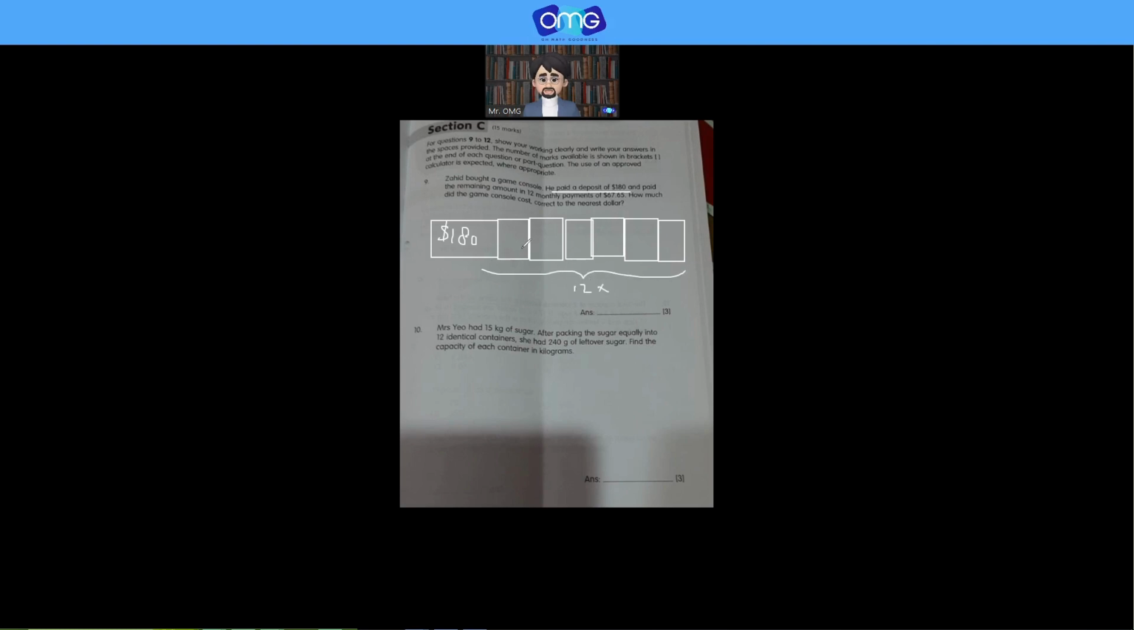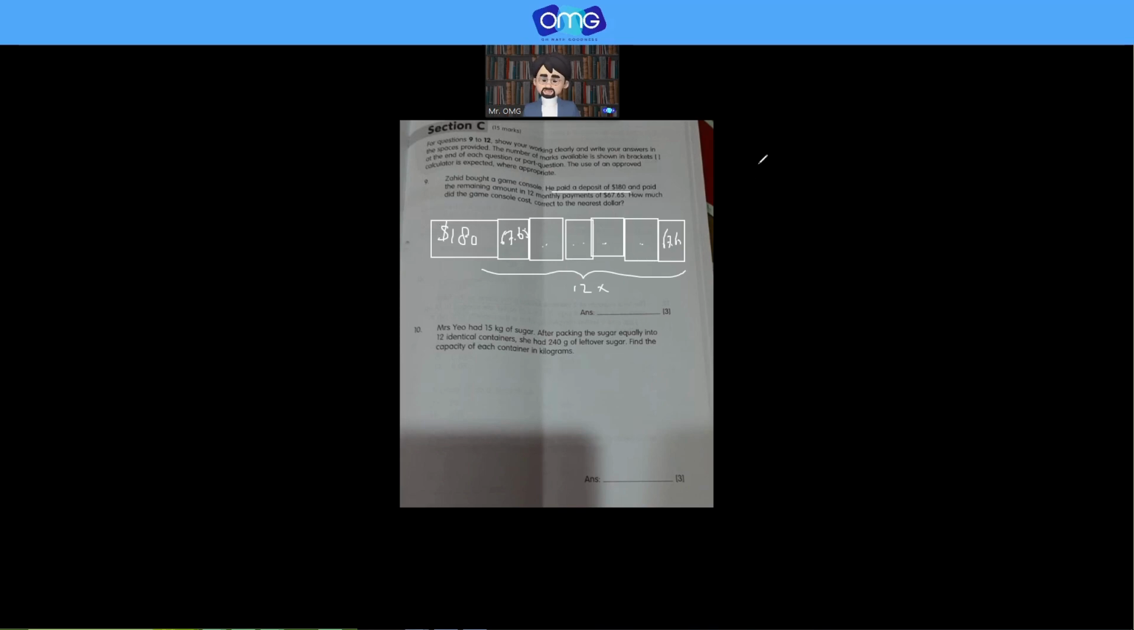Each of the payments is 67.65, the same amount for 12 times. How much did the game console cost?